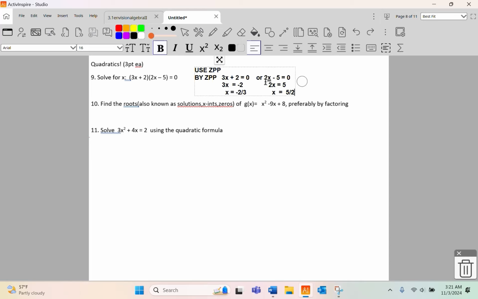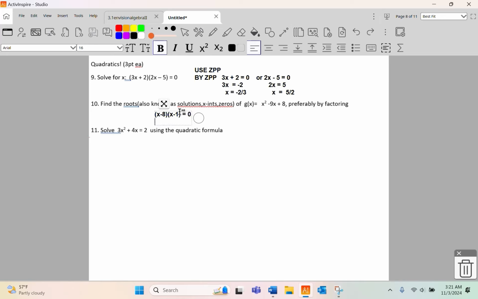Anyways, there's your answers. Negative 2/3 and 5/2. Find the roots, also known as solutions, or the x-intercepts or the zeros of g of x equals x squared minus 9x plus 8, preferably by factoring. So are there factors of 8 that add to negative 9? By golly, there are. x minus 8 and x minus 1. Negative 8 times negative 1 is positive 8. Negative 1 plus negative 8 is negative 9.